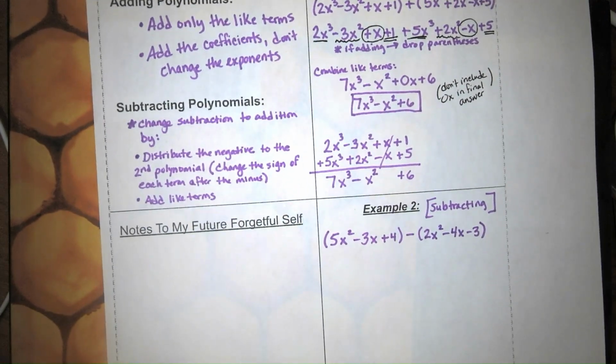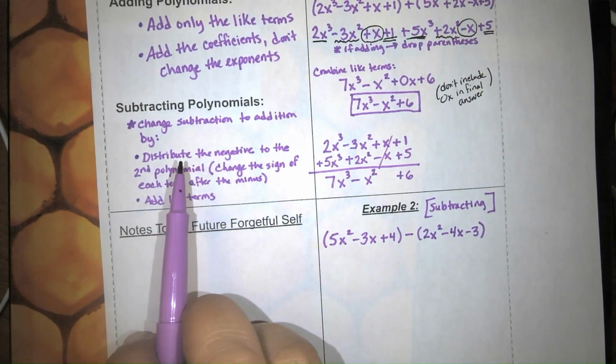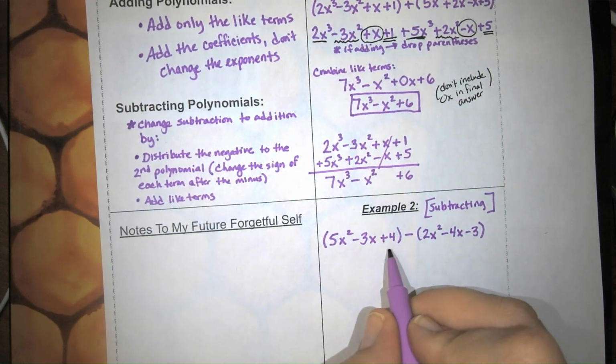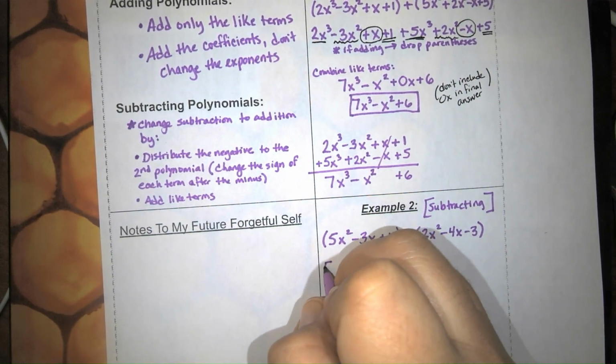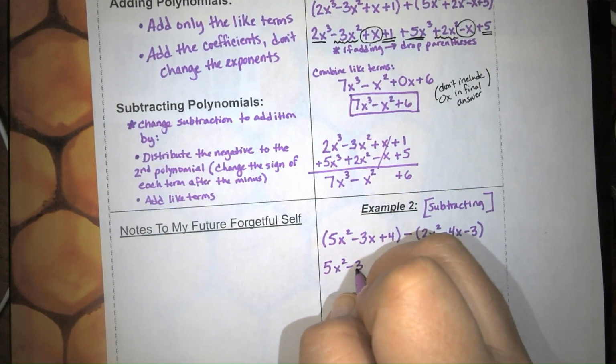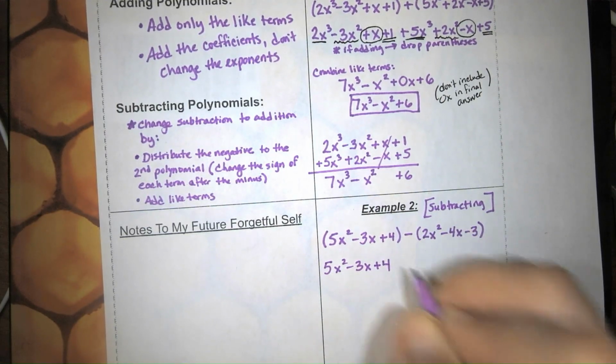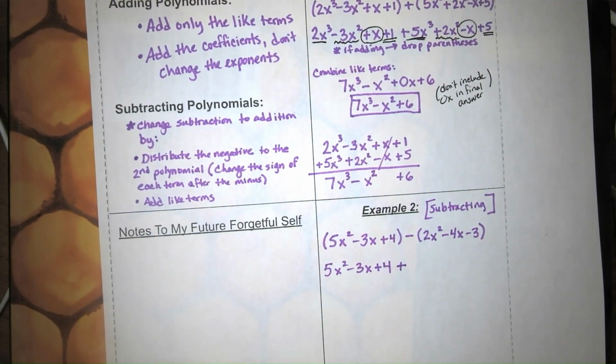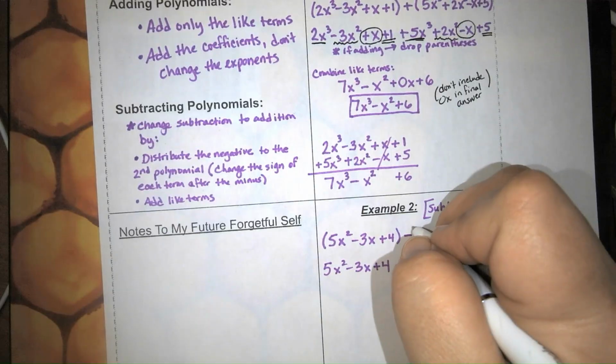All right, so the first polynomial is 5x squared minus 3x plus 4. Subtracting the second polynomial, which is 2x squared minus 4x minus 3. So the first thing we need to do is change the subtraction to addition. And then we need to distribute the negative number. So we're going to keep this first polynomial exactly the same, 5x squared minus 3x plus 4, but I'm going to drop the parentheses. Then I'm going to change this to addition, because what I'm going to do is take this negative sign and apply it to each of these terms.